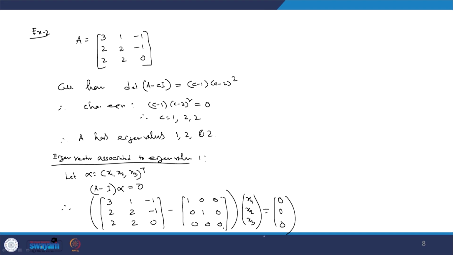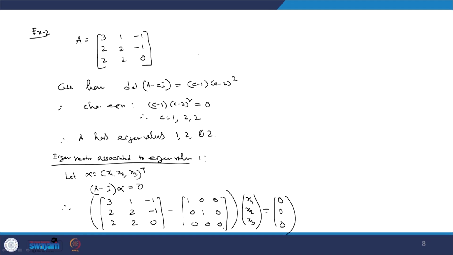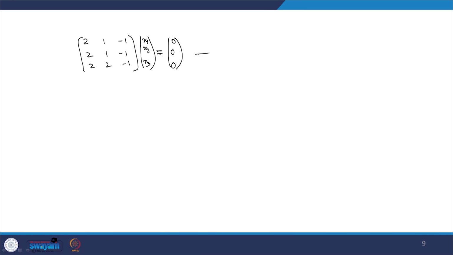This means that I have to solve the matrix 2 1 minus 1, 2 1 minus 1, and 2 2 minus 1, into x1 x2 x3 equal to 0 0 0. If you see this matrix A minus I, certainly the determinant of A minus I is equal to 0. I mean, the rank of this matrix will be certainly less than 3. We can immediately see that 2 rows are the same, and you can quickly check that the rank is equal to 2.